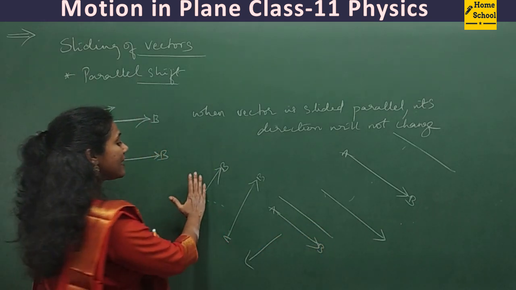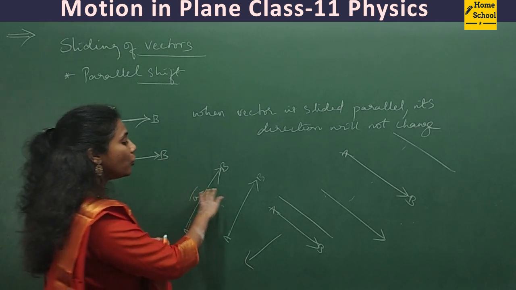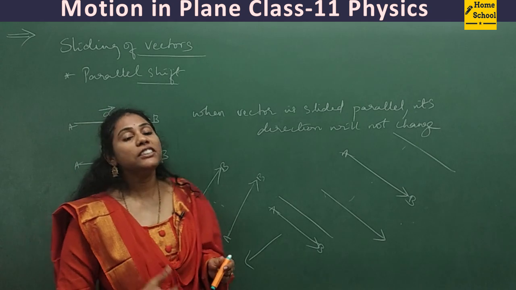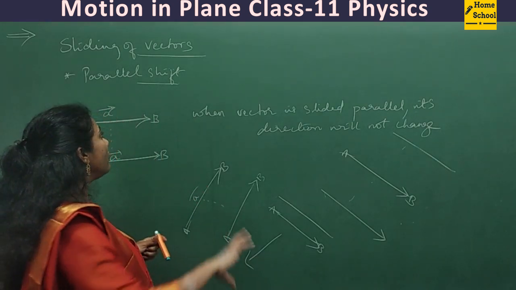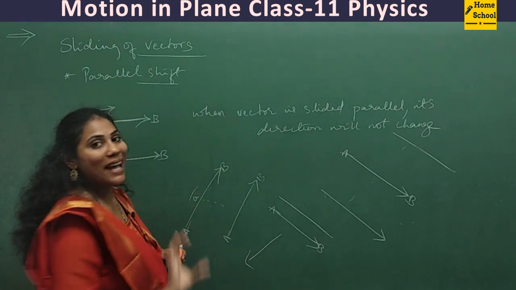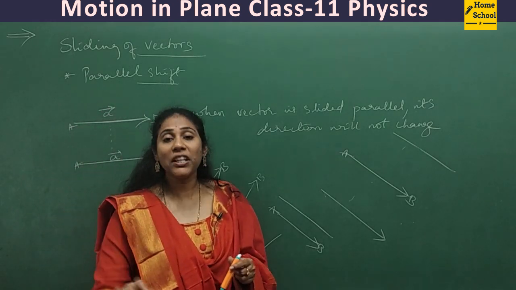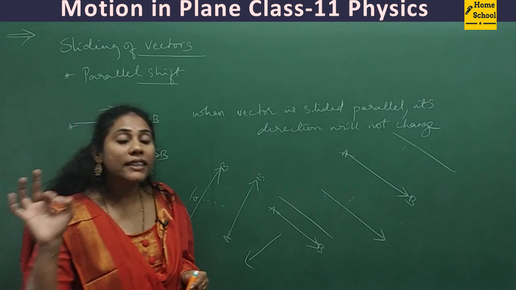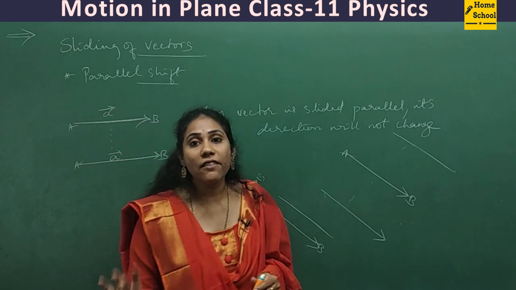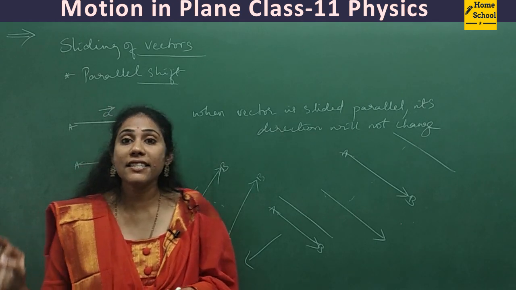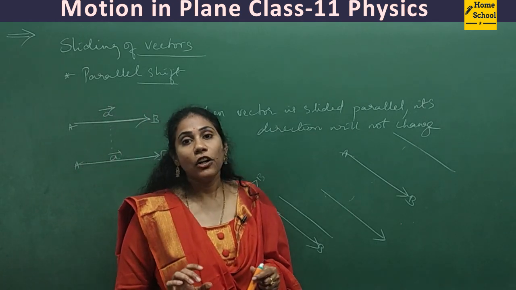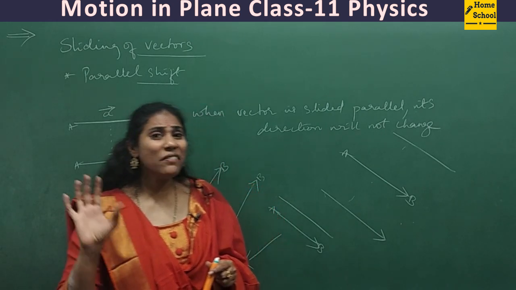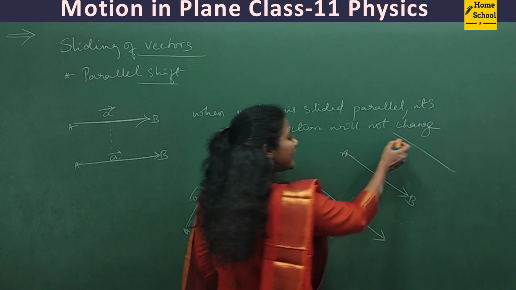So you can slide a vector parallel to itself. They are the same only. There's no change in the direction. Even if you shift, there will not be any change. This sliding of vector is a very, very important thing to understand vector additions, which I will deal with in the next video. In vector addition, you need to add the two vectors.